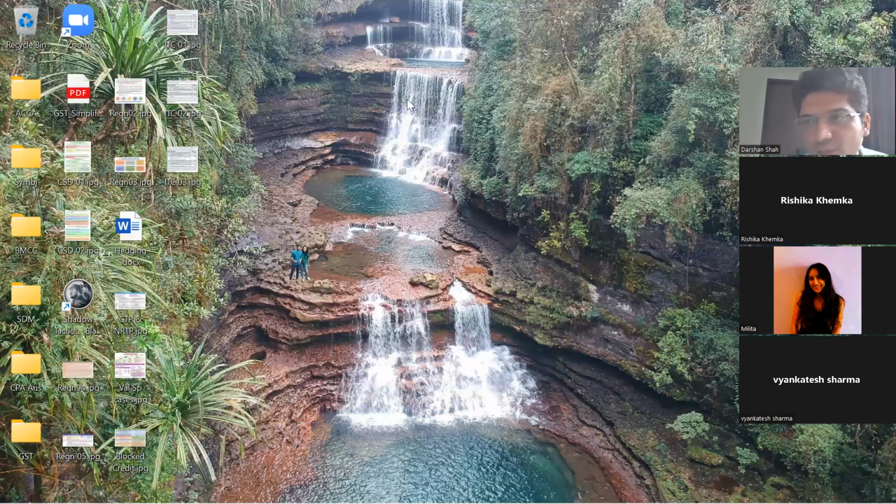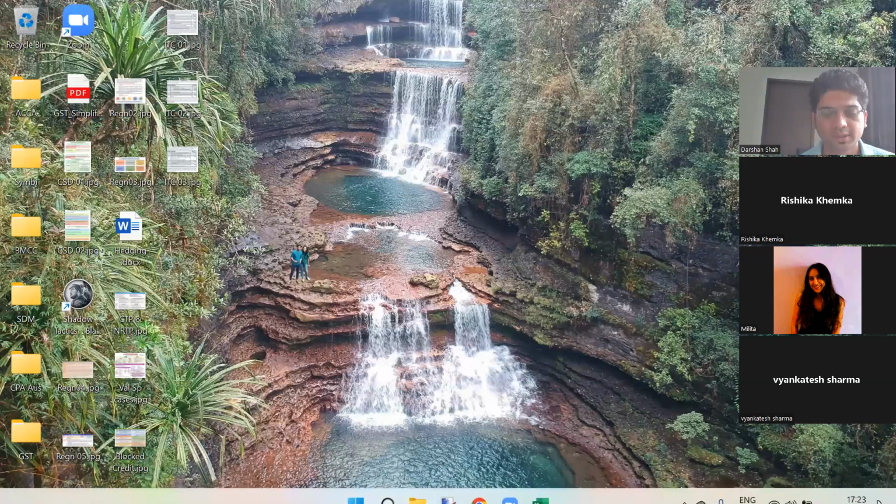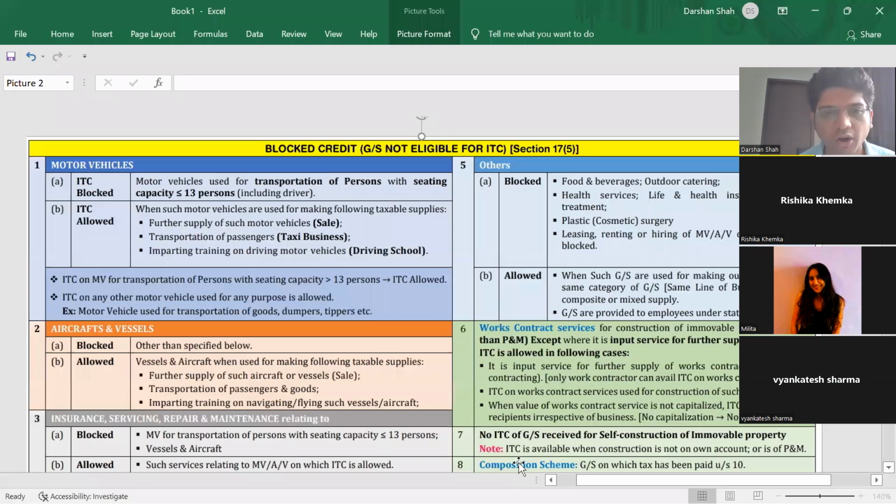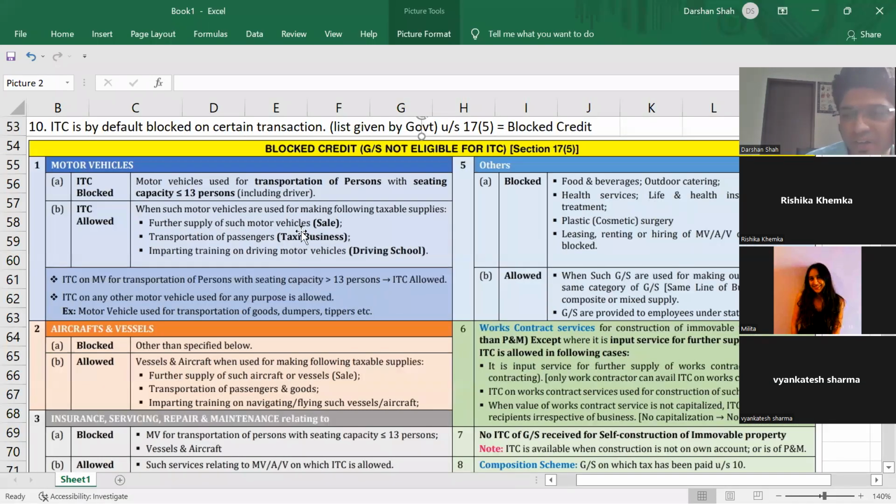All right. Okay, chalo. Enough of discussion. Let us go on to do the list. All right. So blocked credit means what? These inputs or these capital goods or these input services have been purchased for business purpose, for the furtherance of business, but still the input tax paid for them is by default not allowed.